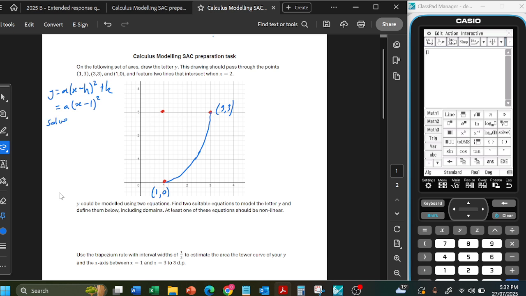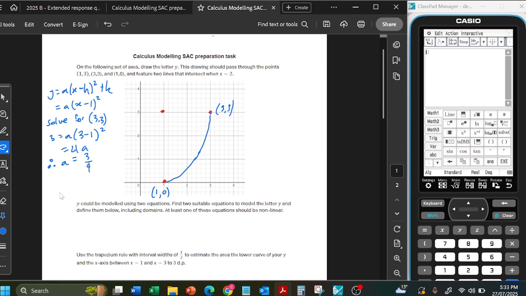To do that, we can just sub in (3, 3), which is the second point that lies on this curve, into this equation, and we get 3 equals a times (3 minus 1) squared. And (3 minus 1) squared is 2 squared, so that gives us 4a is equal to 3, and therefore a is equal to 3 over 4. So now we've got our first equation.